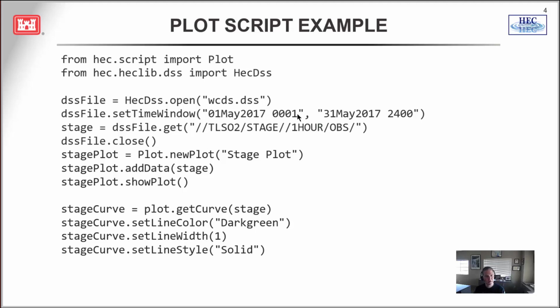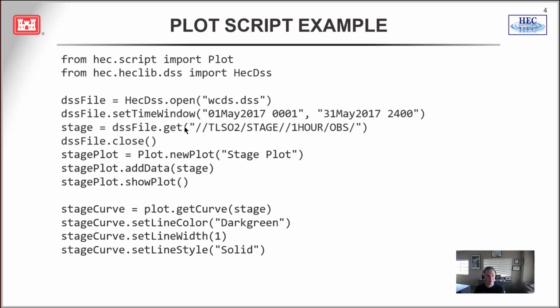But in this example, if we look at this script, we have to open a DSS file. So here's the open method, and you give it a name of the DSS file. Usually there's going to be a path name, so there would be more information for finding that DSS file. There's a time window, so you need to set the start time and the end time for information that's going to be plotted.